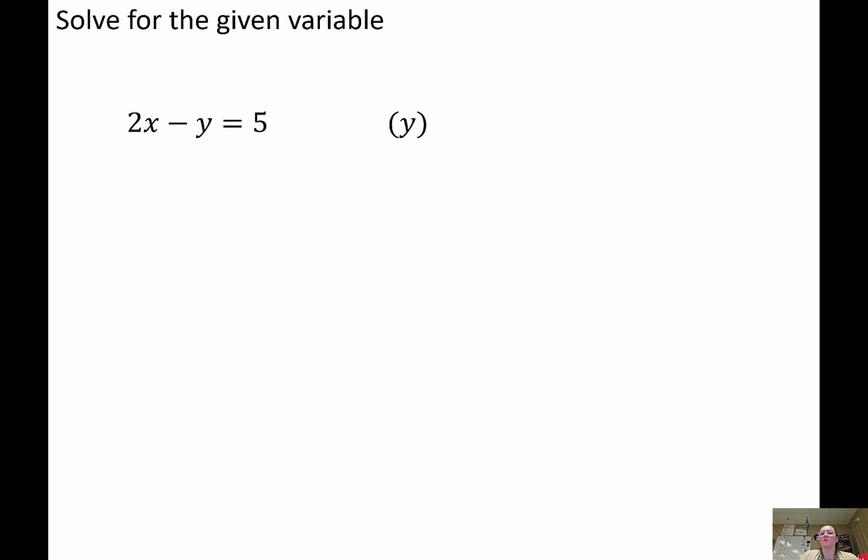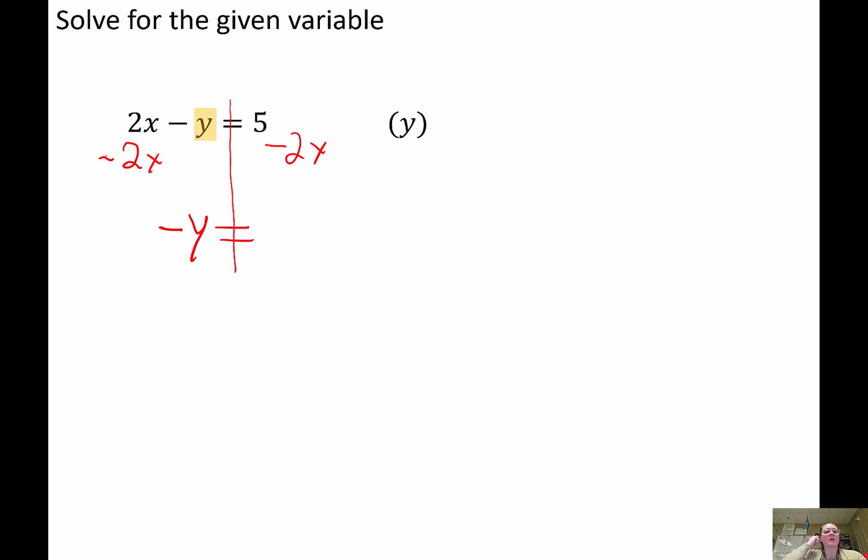All right, let's look at another one. I've got 2x minus y equals 5. And I want to solve for y this time. So again, first thing I want to do is move what's adding or subtracting. So we're going to move the 2x. And since 2x is positive, we're going to subtract it, leaving me with negative y equals.